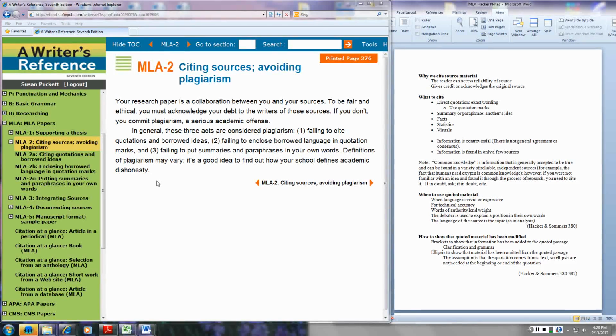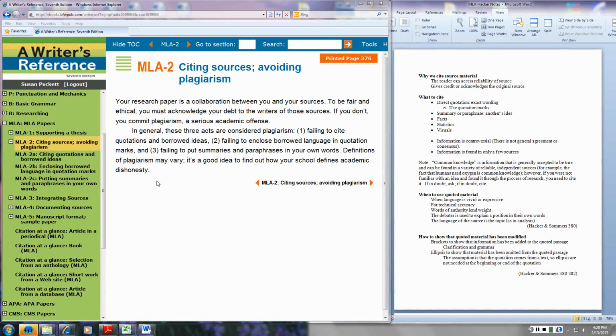We may modify that to some degree, that quoted material. We use brackets to show that we have added letters or words, and we use ellipses to show that material has been omitted from an original quote. Notice that in MLA, it is assumed that something comes before and after quoted material, so we do not include ellipses at the beginning of a quote or at the end of a quote.